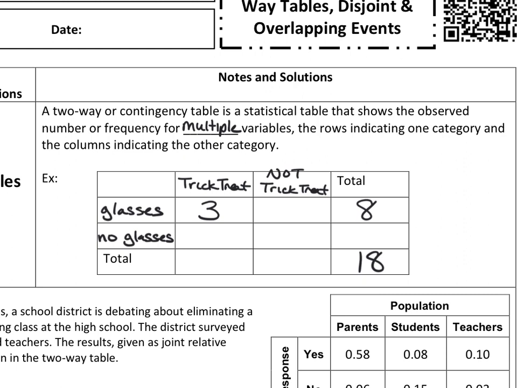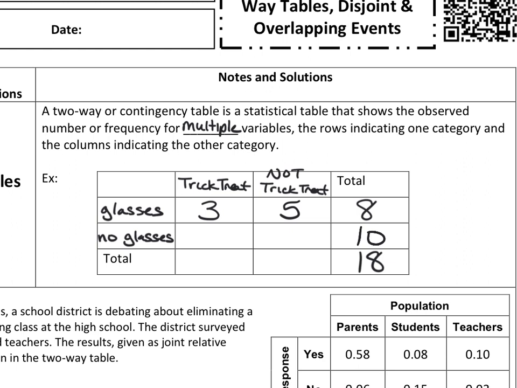Okay? Without having to take another survey, we should be able to fill out another piece of information. If there are a total of 8 glasses wearers in class, and 3 of them are going to go trick-or-treating, how many are not going to go trick-or-treating? 5, so we should put a 5 right here. Additionally, if we have a total of 8 glasses wearers in class, but a grand total of 18 students in class, how many people do not wear glasses? 10.